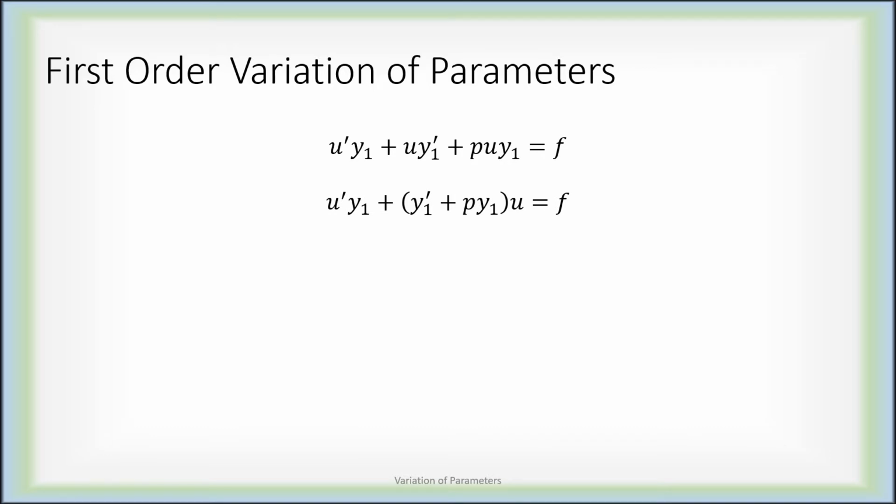So if I group together the terms with u, we actually find y1 prime plus p y1, which is 0 because y1 is a solution to the homogeneous complementary equation. So we can drop that term and we just get u prime y1 equals f. In other words, u prime is f over y1. F was the forcing function we began with, and y1 is a solution to the complementary equation that by assumption we already know. So now I just have to integrate that to find u.